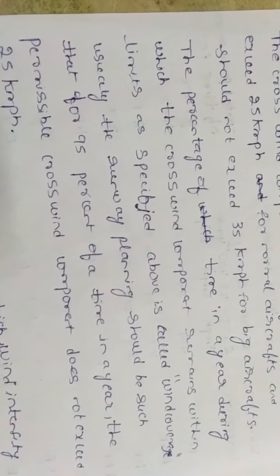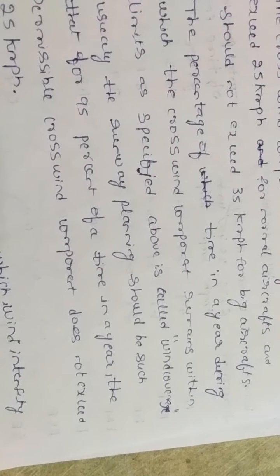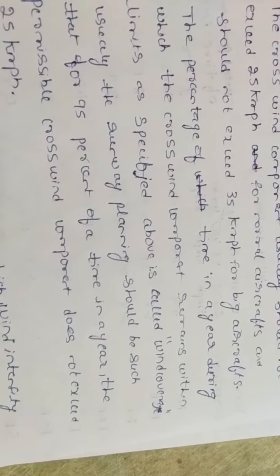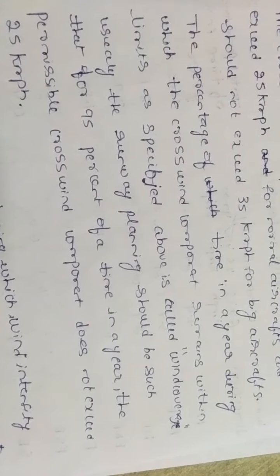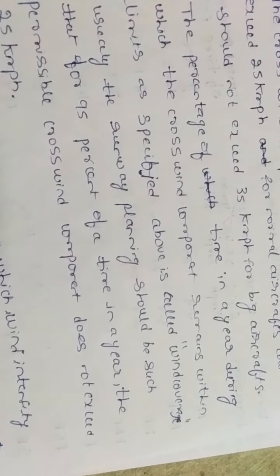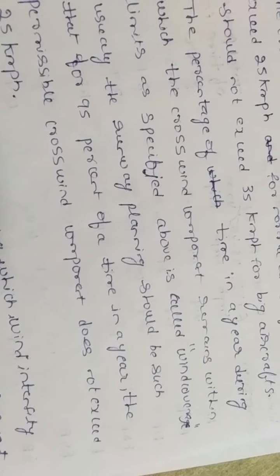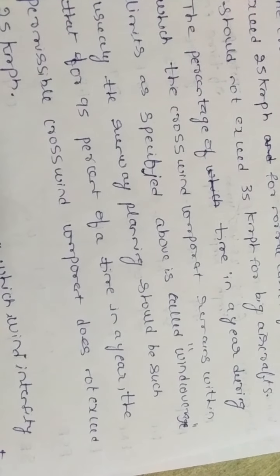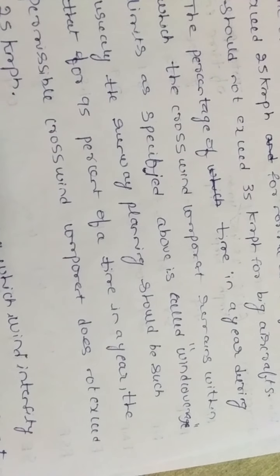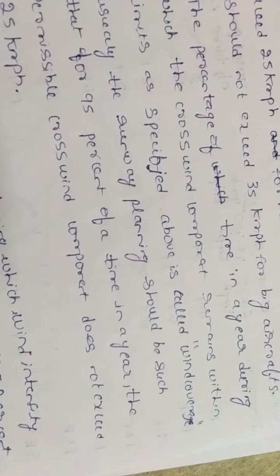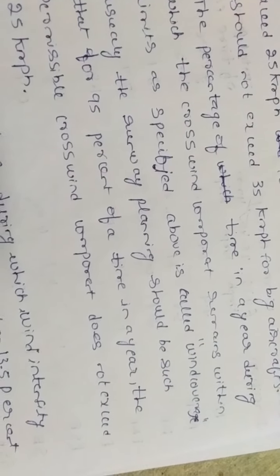So wind coverage means it is the percentage of the time in a year during which the crosswind component will remain within its limits. That is, the crosswind component will remain within its limits. Consider for smaller and medium aircraft it is 25 km per hour. Consider for bigger aircraft it will be 35 km per hour.